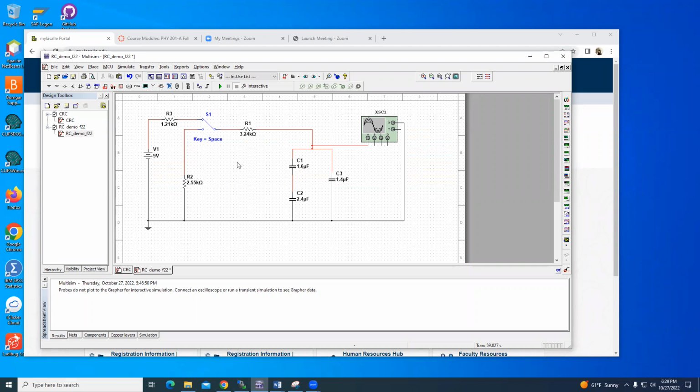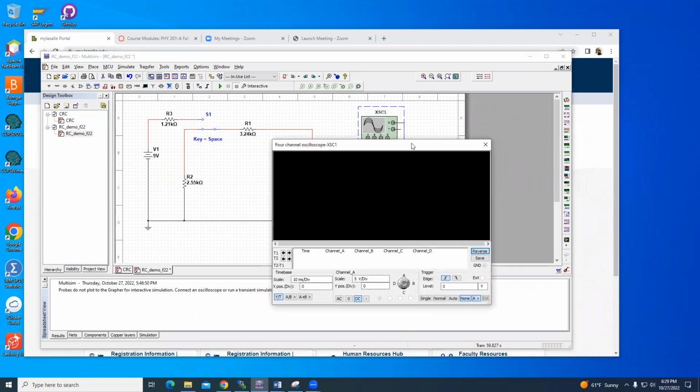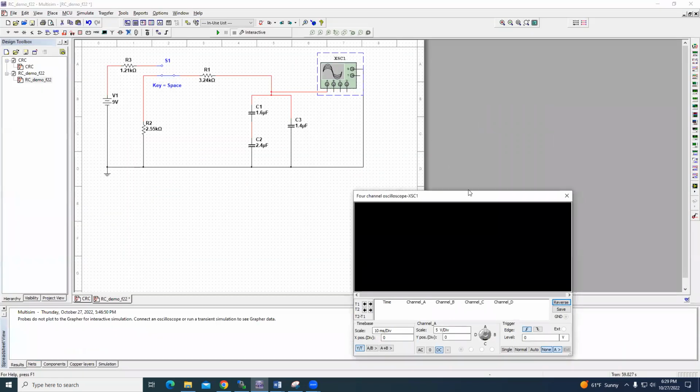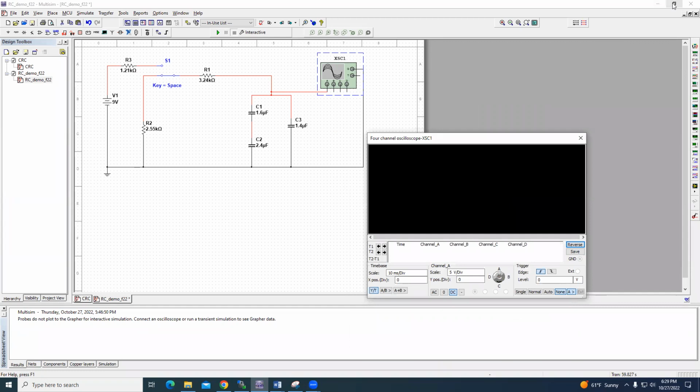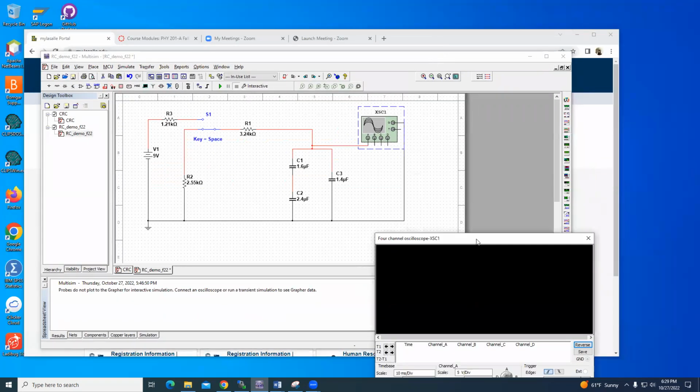So I'm going to put the switch down. I'm going to open up the oscilloscope by just going to its properties. And that's too big. Okay. So how am I going to operate this? I am going to turn the circuit on. I'm going to click into the workspace so that it is active.